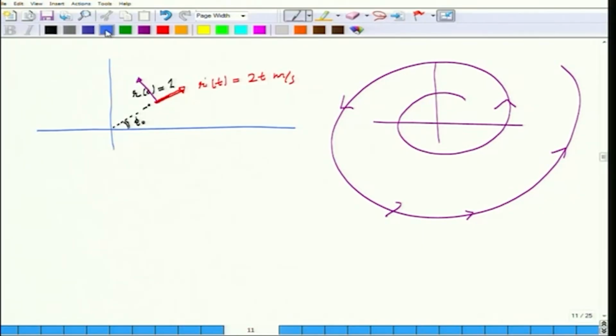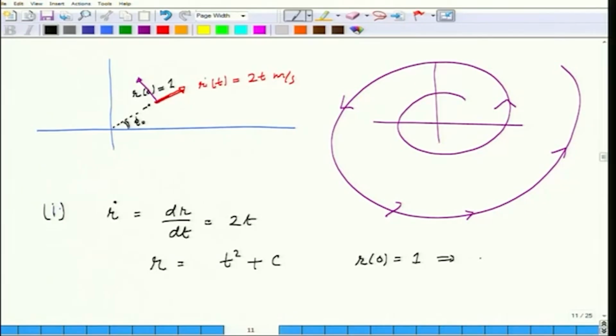Now what I want to find is 1, r as a function of time. I am given r dot, which is equal to dr by dt, equal to 2t, and therefore r is going to be equal to t square plus some constant. But I am given r0 is equal to 1, which immediately gives me that 1 equals 0 plus c, or c equals 1. So r as a function of time is given as 1 plus t square meters. That's part 1.